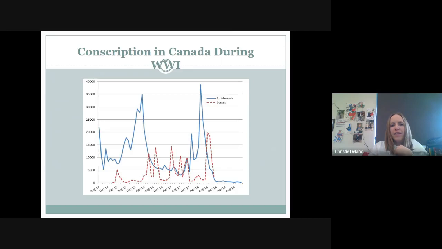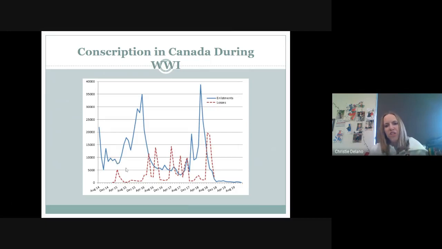And when we look at the graph comparing enlistments versus losses, right? Enlistments are very high at the beginning of the war, and then they kind of dip in those first few months, right? Because everybody signs up right away. Then there's a dip. People think, oh, okay, well, we're not going to be done by Christmas like we thought, so there's a bit of a spike, and then it kind of starts to peter out.